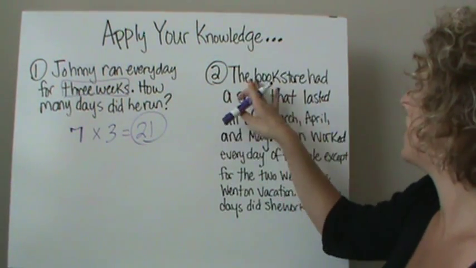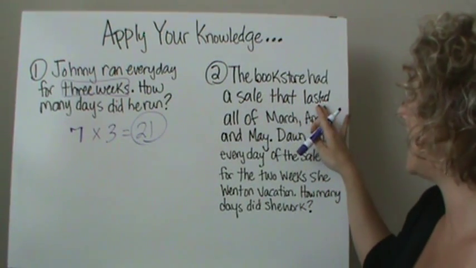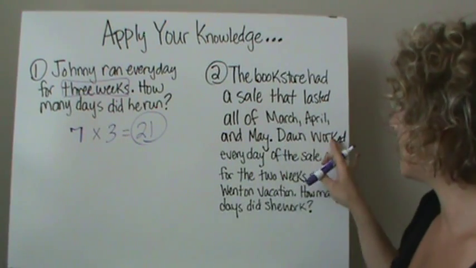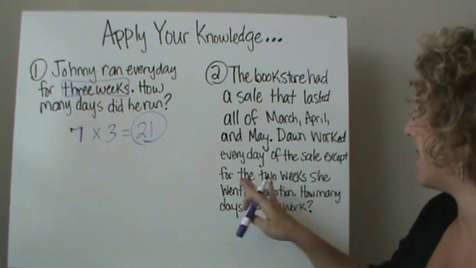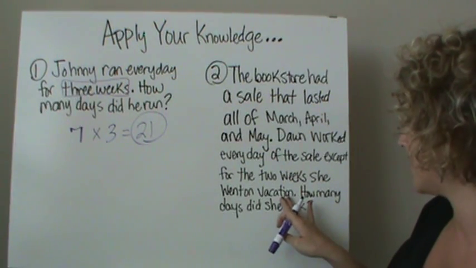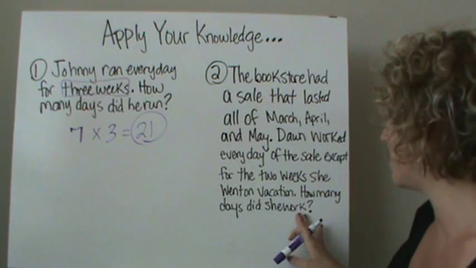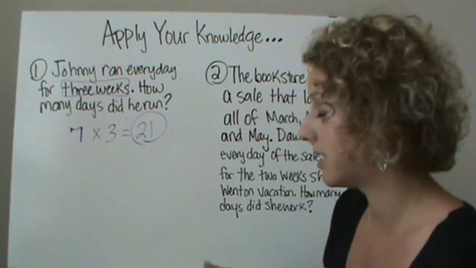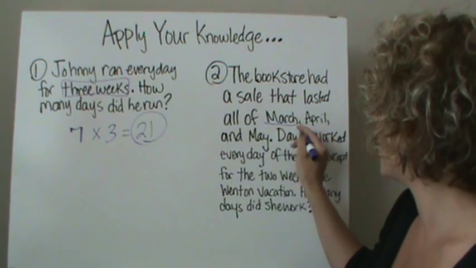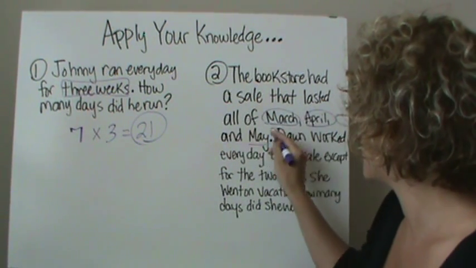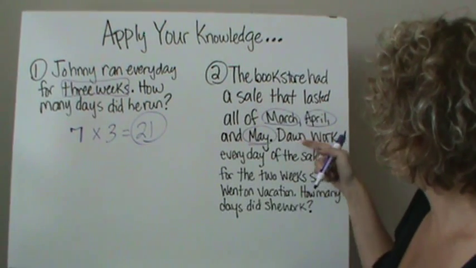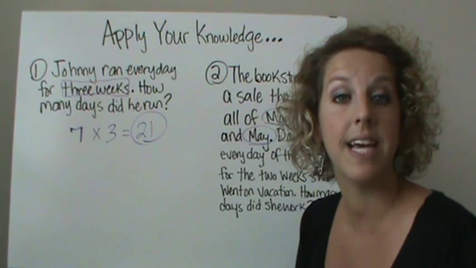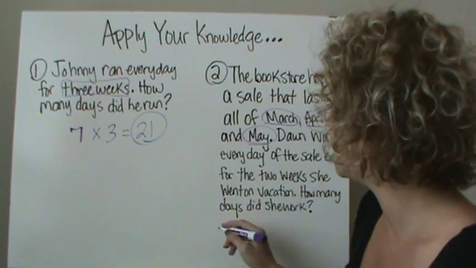The second example, the bookstore had a sale that lasted all of March, April, and May. Dawn worked every day of this sale except for the 2 weeks she went on vacation. How many days did she work? Wow, so they had a sale going on for 3 months. Let's look at what those 3 months were. March, April, and May. And we want to know how many days did she work. First, we have to figure out how many days are in each of those months. So this is a 2-step problem.